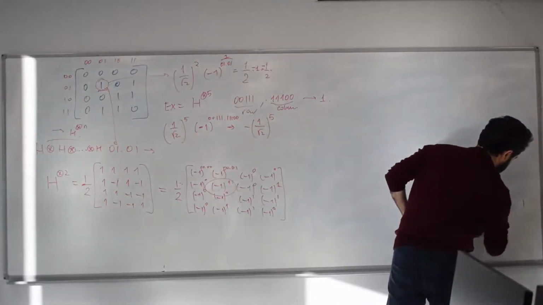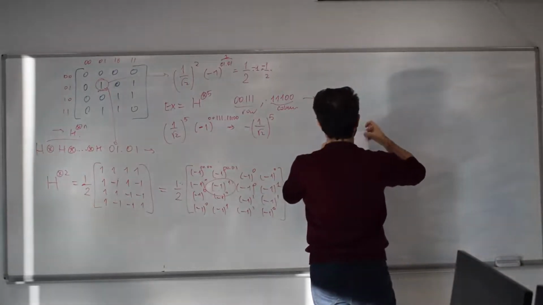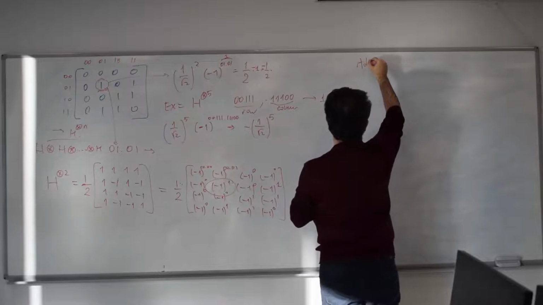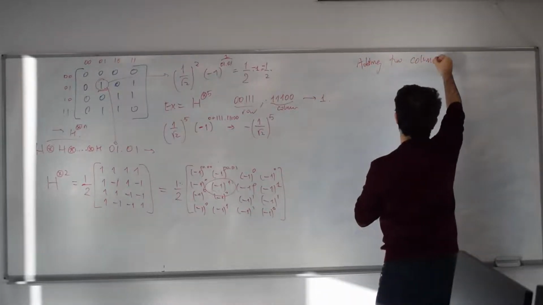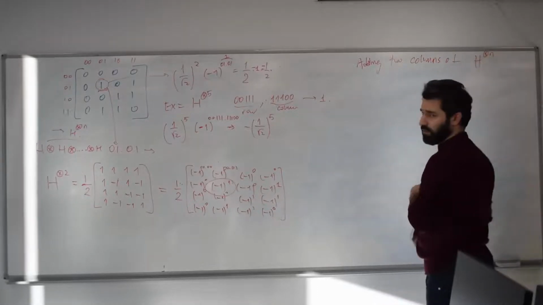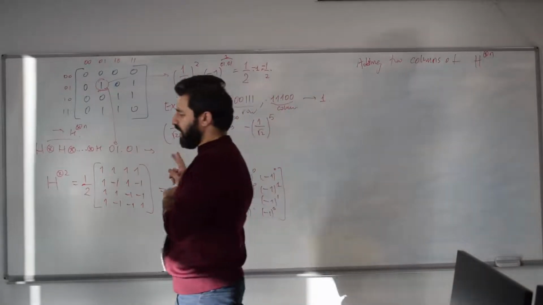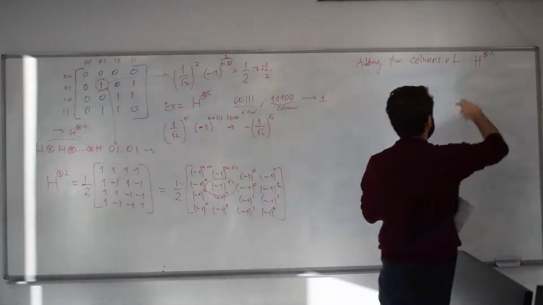Okay, here is the reason. So let us focus on adding 2 columns of Hn. Okay? I would like to add the 2 columns of the Hadamard matrix tensored with itself n times.